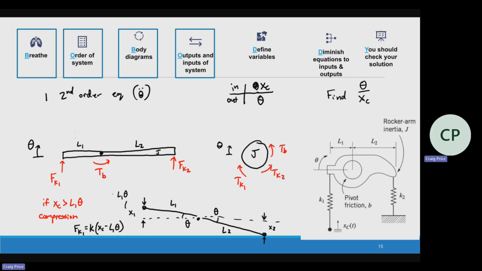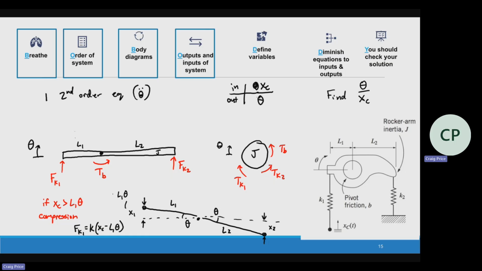Now, the last part should be the easiest. I've got everything. I've got my diagram. I've got my definitions. Now I just need to put it together, do a little bit of algebra, and get all the same output variables to one side. But questions up to this point? Want me to go back and explain something? Okay, because on the next slide, I'm just going to take the sum of torques.